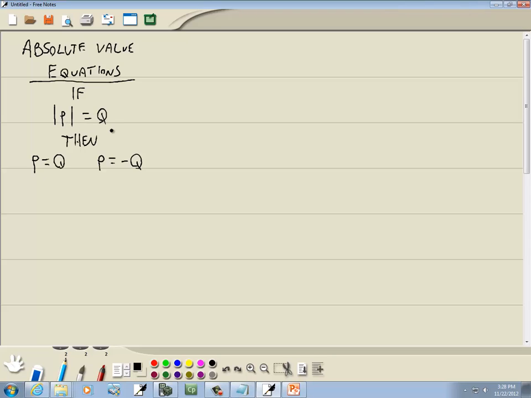Absolute value of something is equal to something else. There's a couple of oddball cases, but you can have anything in here, just as long as you get the absolute value of something is equal to the other side. Now the absolute value has to be by itself. Can't have any numbers in front of it, can't have any numbers after it. So you have to get it by itself.